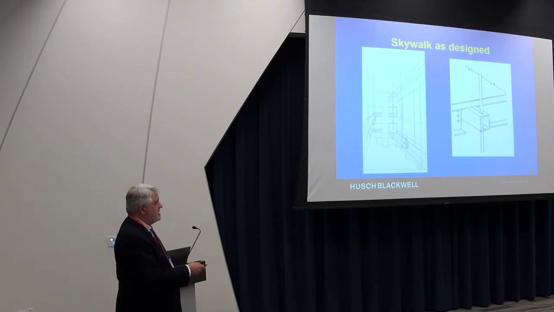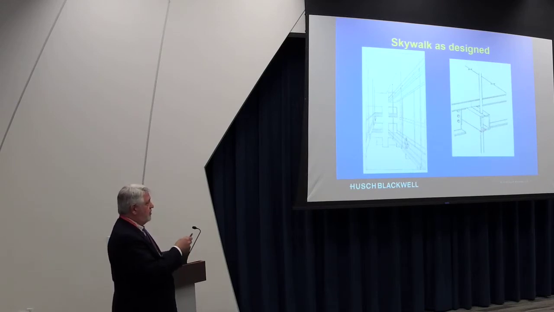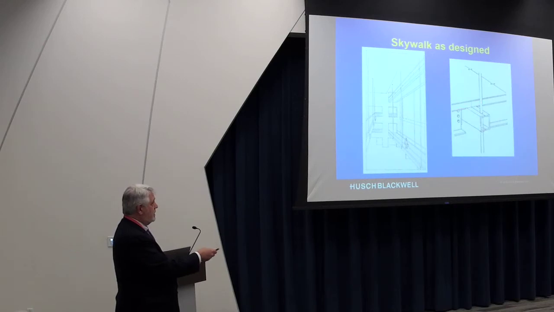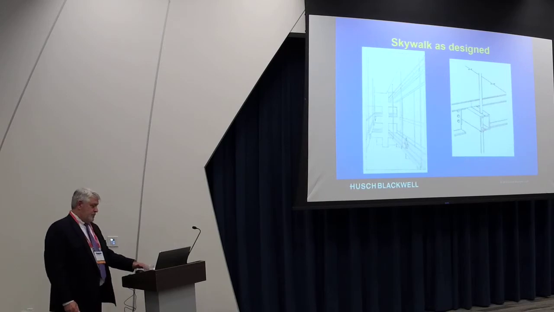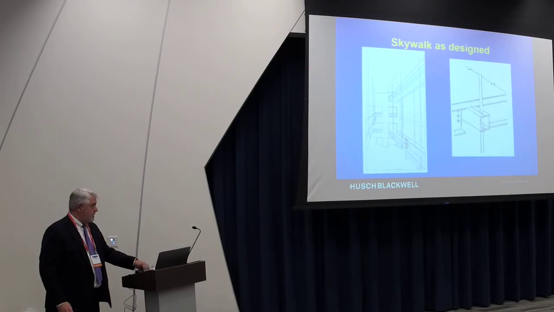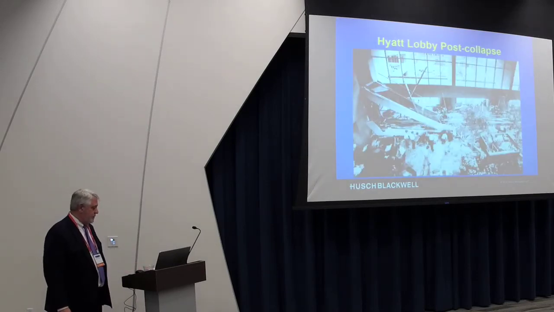This is the way the engineer designed the support for these skywalks. This is a rod, one continuous long rod that you can see here in the renderings. This is the deck that went through this box and held up this deck in part by this support, right? And I'm sure there's people here that know more about this than I do, and if I get it wrong, feel free to correct me, but this is my understanding of what happened.